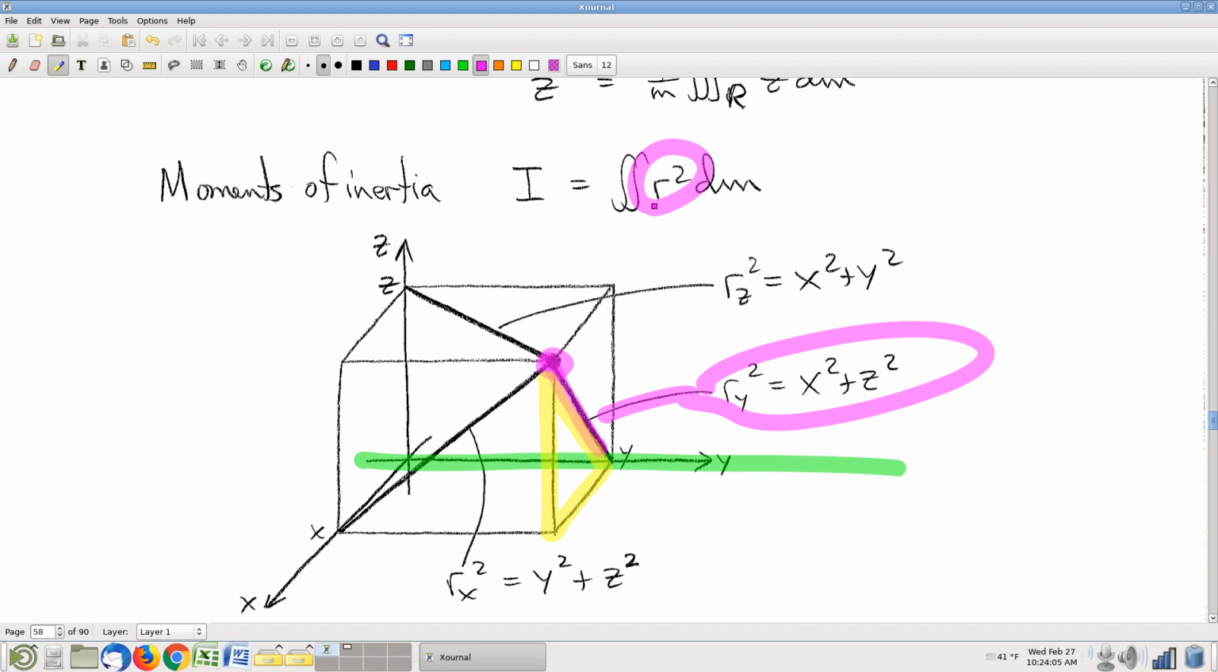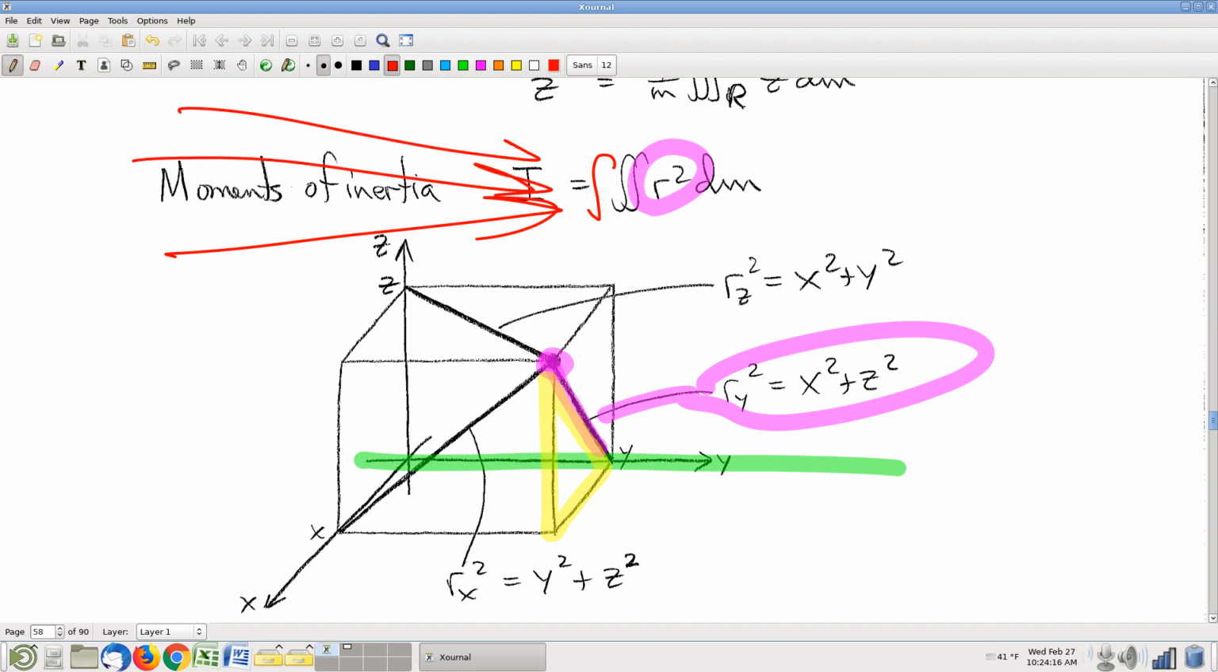Yeah? Why isn't that a triple integral? Oh, because it's a typo. Thank you for noticing that. Sorry, this should be a triple integral. Make sure to correct your notes if you have a copy of this. Okay. Sorry. Thank you for noticing.